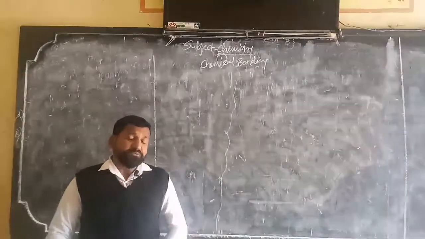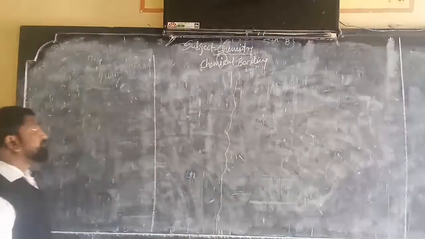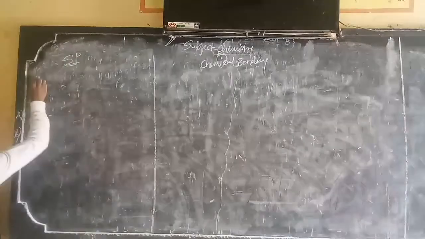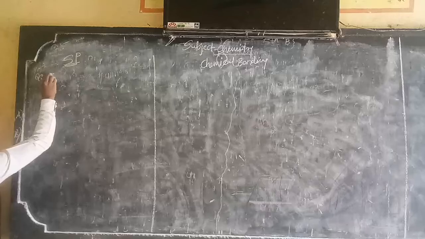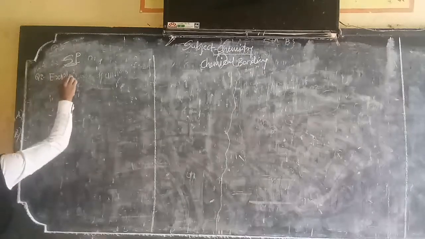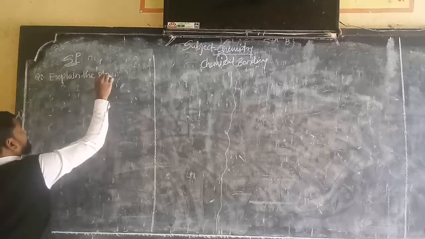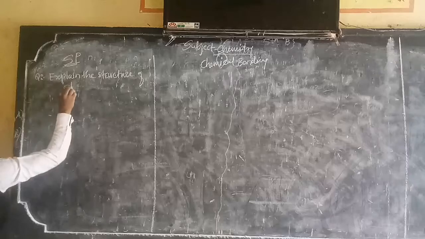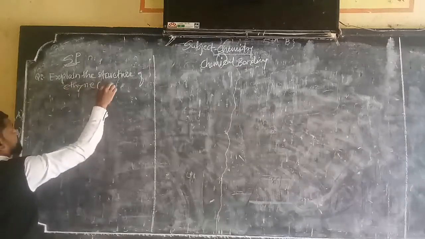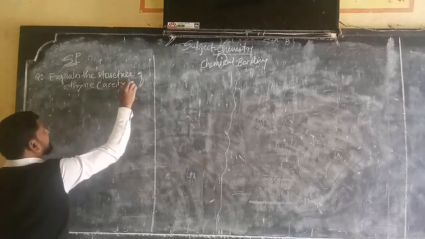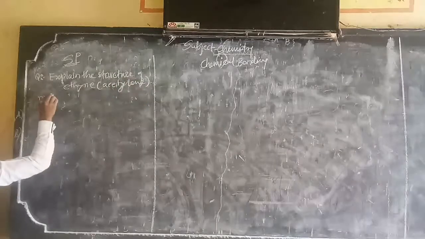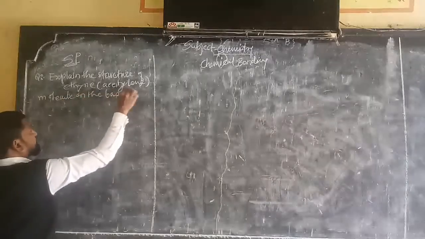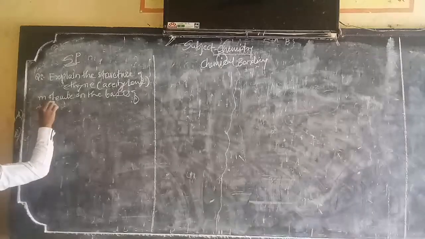Now after sp2, let us go for the sp hybridization, which is very, very important and understandable. So there is a question. What is that question? See here. Explain the structure of ethine, which is also called acetylene, molecule on the basis of hybridization.